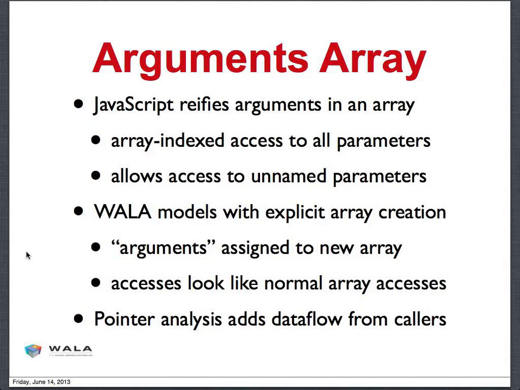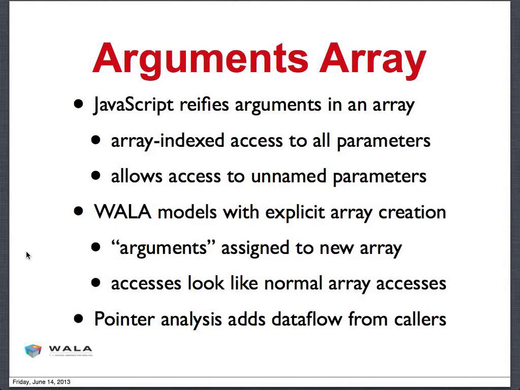Now, that was lexical scope. Another thing that we all know and love is the arguments array. So basically, what does this mean? JavaScript reifies its arguments in an array, which allows array indexed accesses to all parameters, and it allows accesses to unnamed parameters. So in a JavaScript function, you may have declared it with 2 or 3 arguments, A, B, and C, but you can pass any number of arguments at the call site if you want to, and the ones that you pass that correspond to named arguments get bound to those names. Other things just kind of get swept up into this arguments array that allows you to access them.